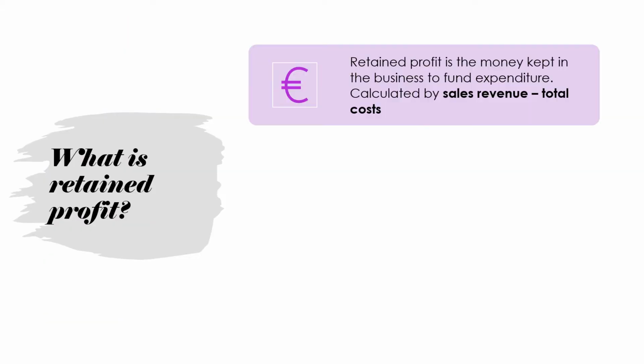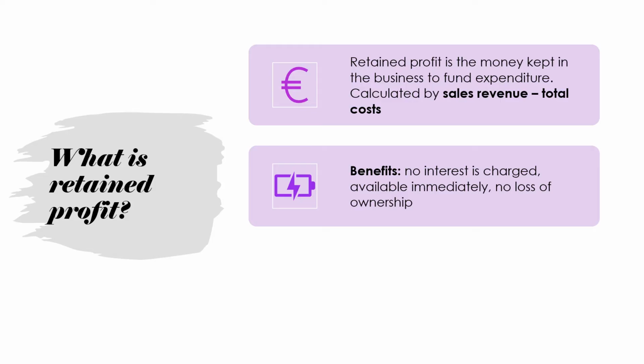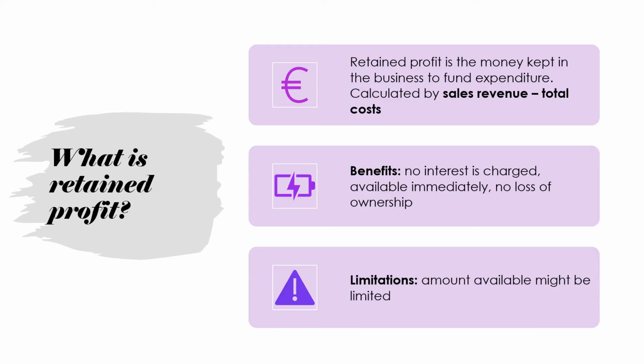What is retained profit? Retained profit is the money that's kept in the business to fund expenditure, and that's calculated by doing sales revenue minus the total cost. The benefits of retained profit are that no interest is charged, it's available immediately, and there is no loss of ownership. However, the limitation is that the amount available might be limited.